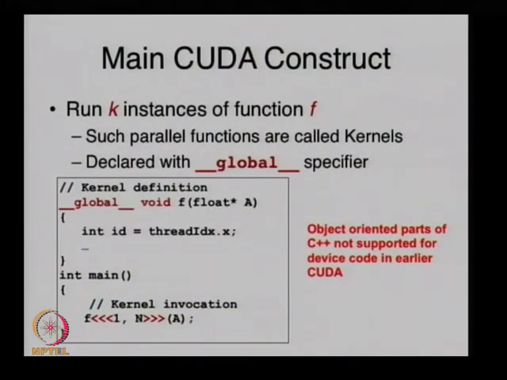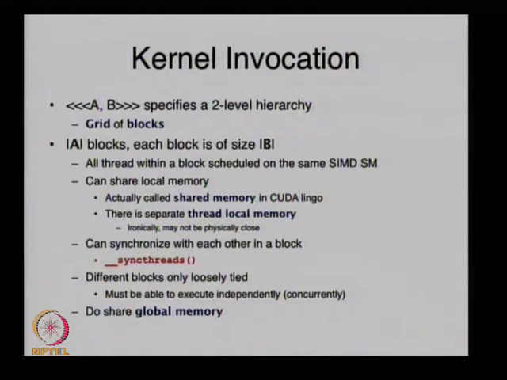Now all the object-oriented parts of C++ are well supported, but on earlier versions there were some bugs and issues with virtual functions and instancing and all that kind of stuff. So you may want to just stay with basic C style programming. You can make classes, but don't get too innovative. The configuration is how you say how many blocks in the grid and how many threads in each block. I have a doubt in the previous slide.